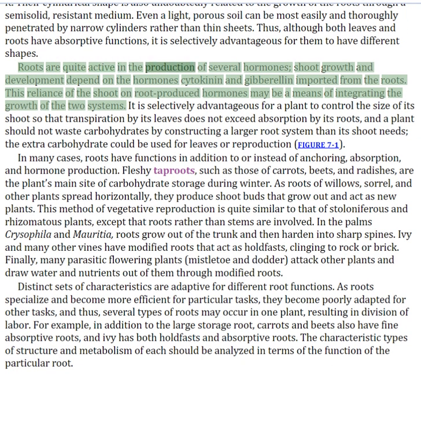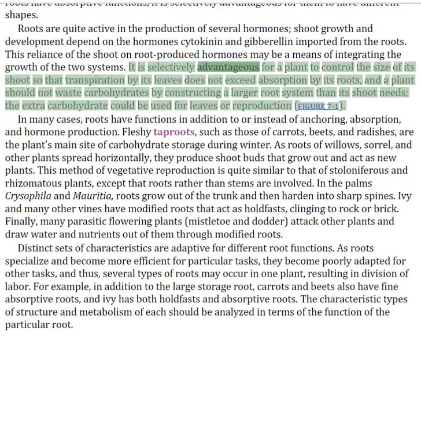Roots are quite active in the production of several hormones. Shoot growth and development depend on the hormones cytokinin and gibberellin imported from the roots. This reliance of the shoot on root-produced hormones may be a means of integrating the growth of the two systems. It is selectively advantageous for a plant to control the size of its shoot so that transpiration by its leaves does not exceed absorption by its roots, and a plant should not waste carbohydrates by constructing a larger root system than its shoot needs. The extra carbohydrate could be used for leaves or reproduction.